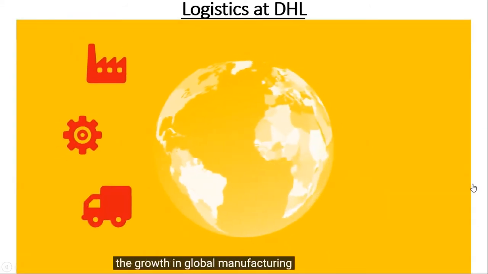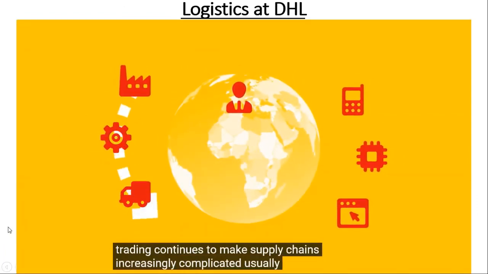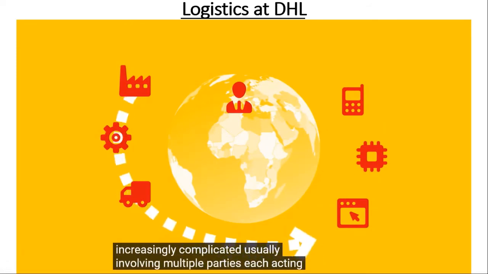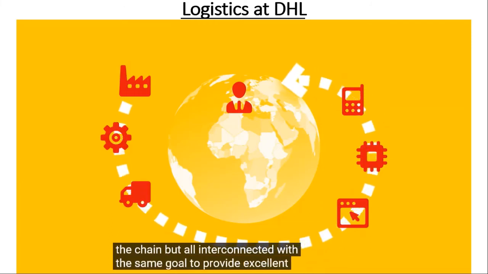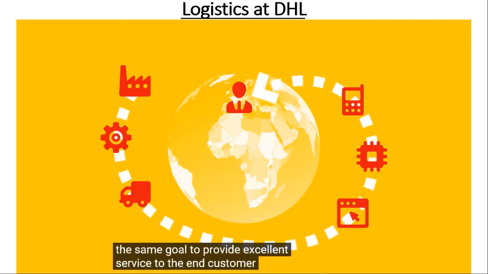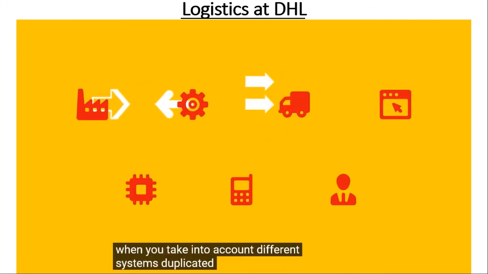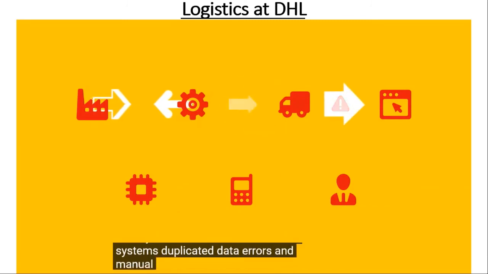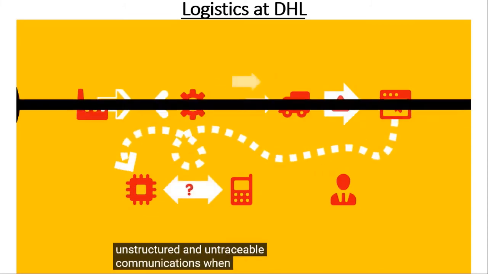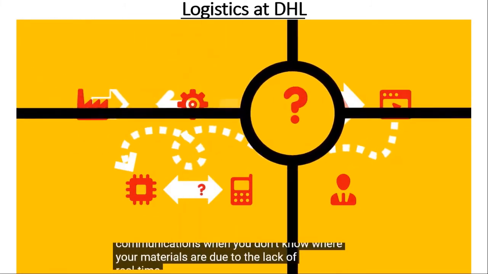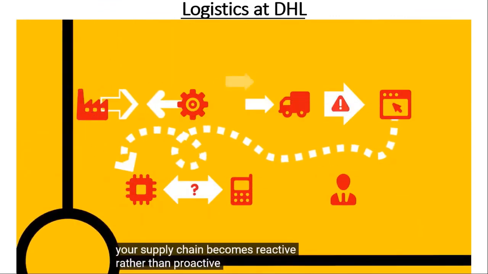The growth in global manufacturing and trading continues to make supply chains increasingly complicated, usually involving multiple parties, each acting as suppliers and customers to others in the chain, but all interconnected with the same goal to provide excellent service to the end customer. Aligning them can be challenging, particularly when you take into account different systems, duplicated data, errors in manual entries, and very often, unstructured and untraceable communications. When you don't know where your materials are, due to the lack of real-time visibility, then inevitably your supply chain becomes reactive rather than proactive.